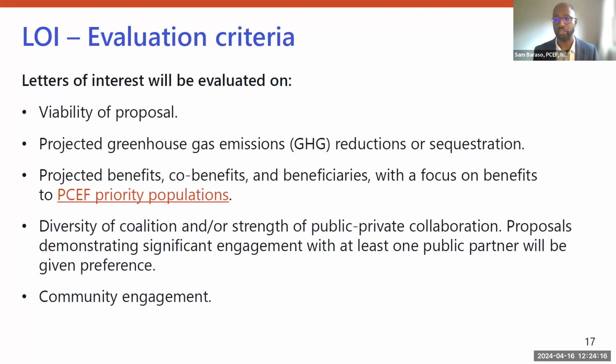Another area we will evaluate is just the diversity of the coalition and the strength of the public-private partnerships. In these proposals, demonstrating significant engagement with at least one public partner will be given preference. So proposals collaborating with a government entity, a school district, a port authority, a redevelopment agency will be given priority. And we want to understand the strength of those collaborations. In large part, this is that we want to see relationships where there's good dynamics of power sharing.